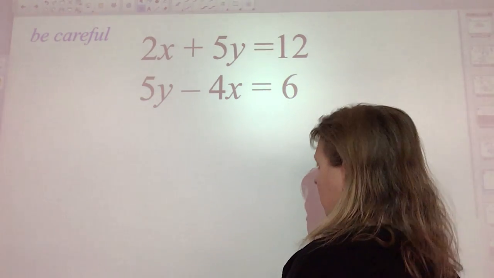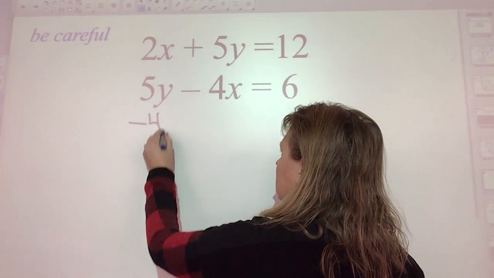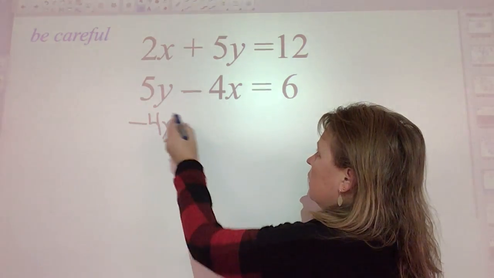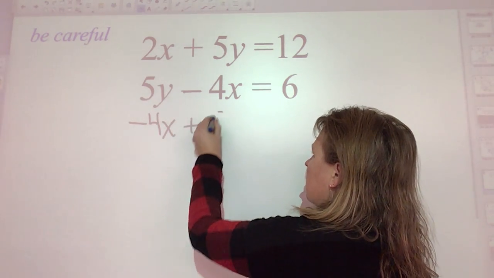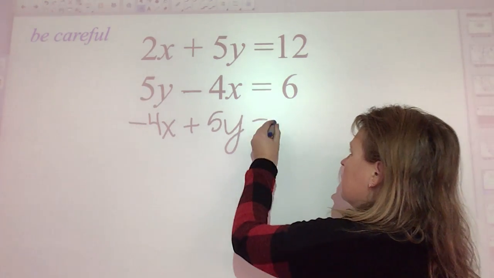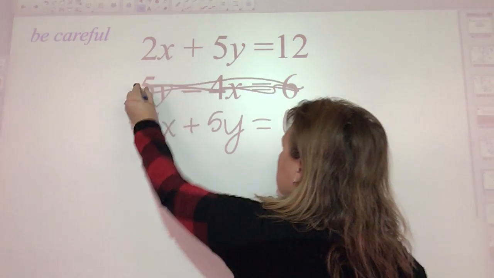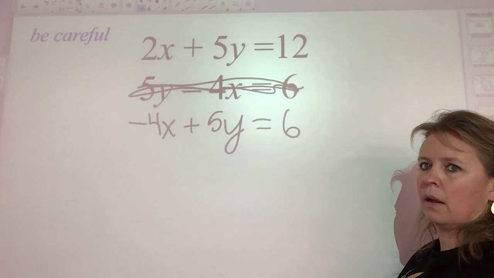Let's put the negative 4x first. Please make sure you take the negative with it. That belongs to the 4. The 5 is positive, so we're going to go plus 5y equals 6. Scribble that out. We don't need it anymore. It was bad. It wasn't in order. We got to get it all lined up.